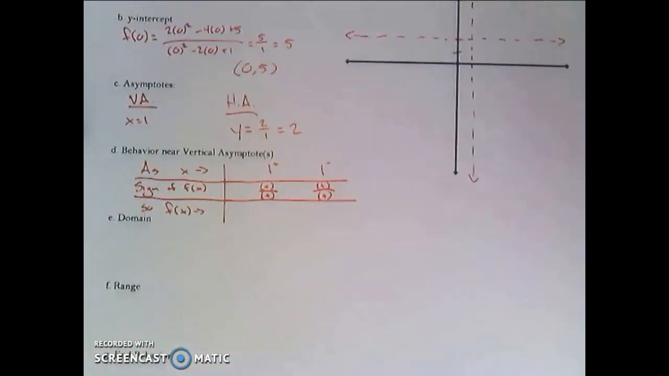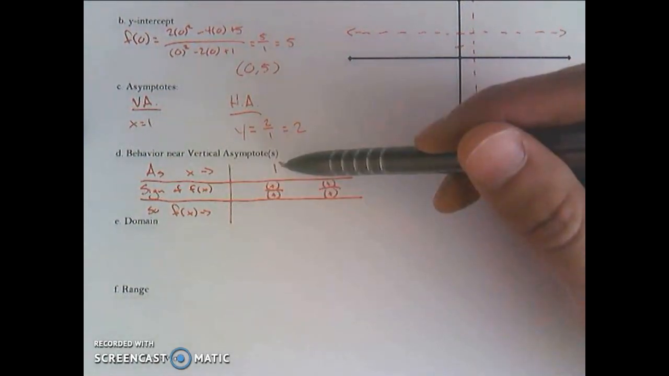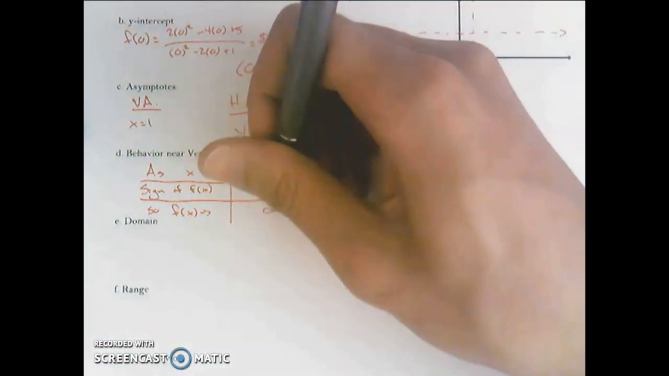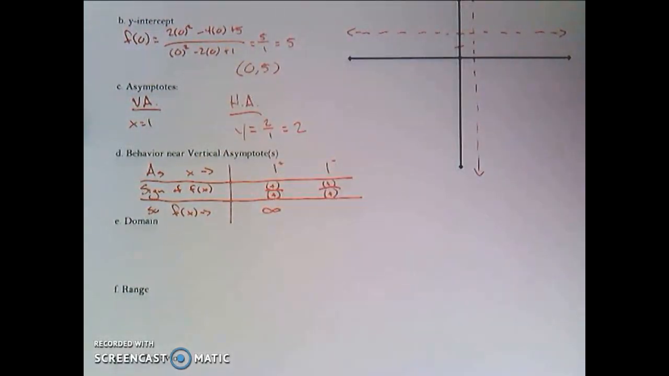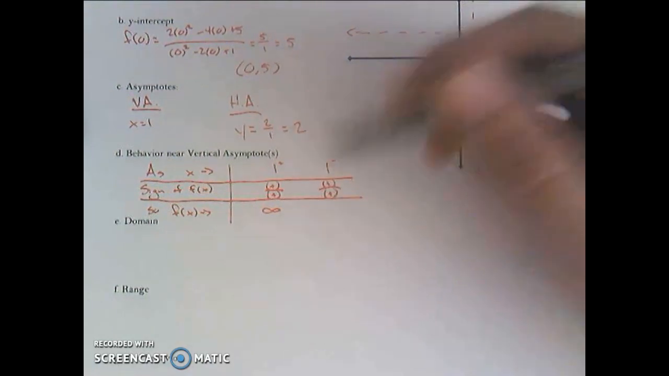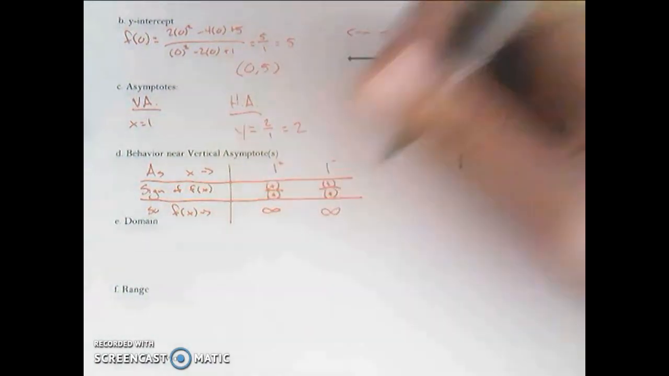So we're saying, as we approach 1 from the positive side, our function is a positive over a positive. It's going to be approaching infinity. As we approach from the negative side, we have a positive over a positive. It's going to be approaching infinity.